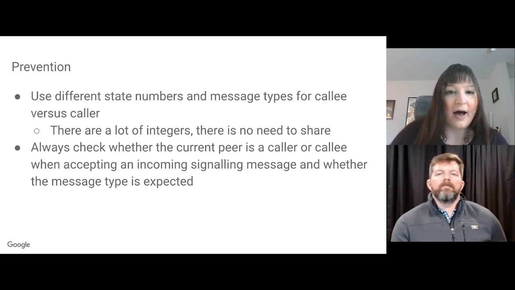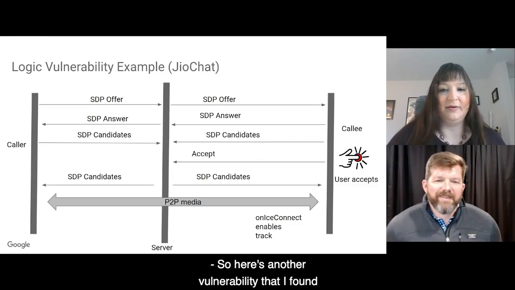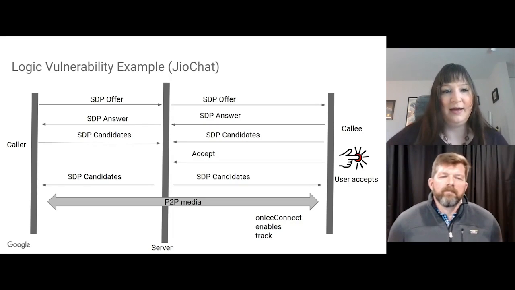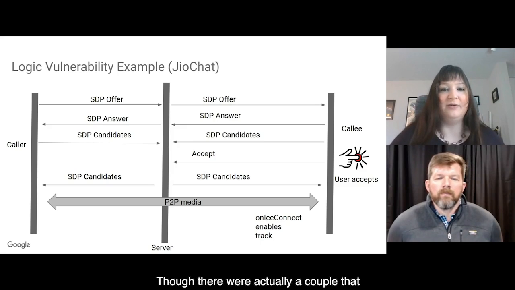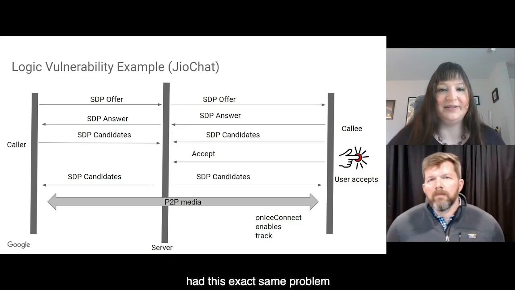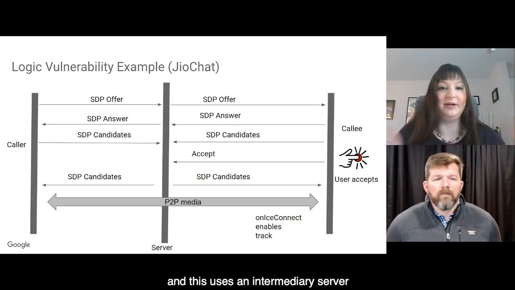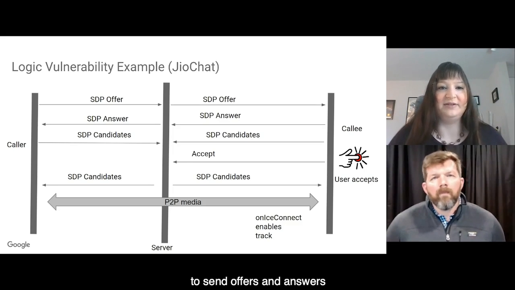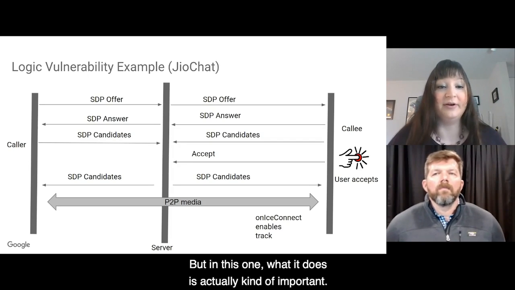Thank you. So here's another vulnerability that I found, and this is in a messenger called GeoChat, though there were actually a couple that had this exact same problem. And this uses an intermediary server to send offers and answers, and actually so do all the other examples, but in this one what it does is actually kind of important.